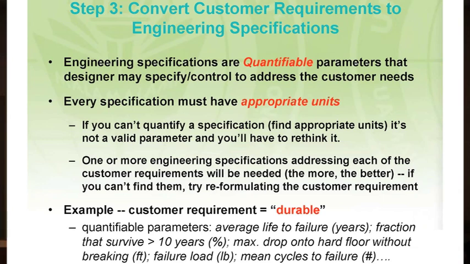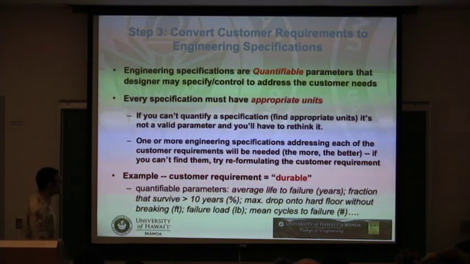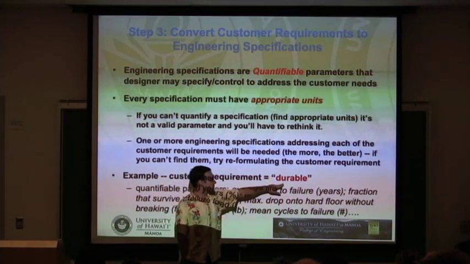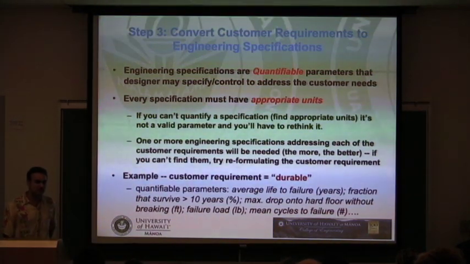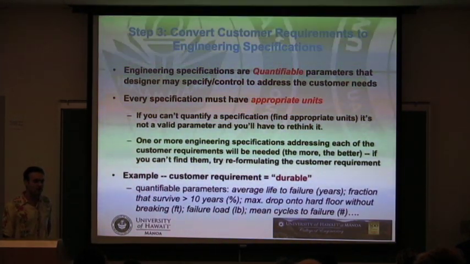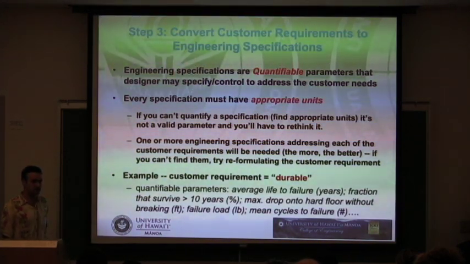Every specification must have appropriate units. If it's not a unit, it's probably some type of customer requirement. Example, customer requirement is durable. What's an engineering specification? How can we quantify that?